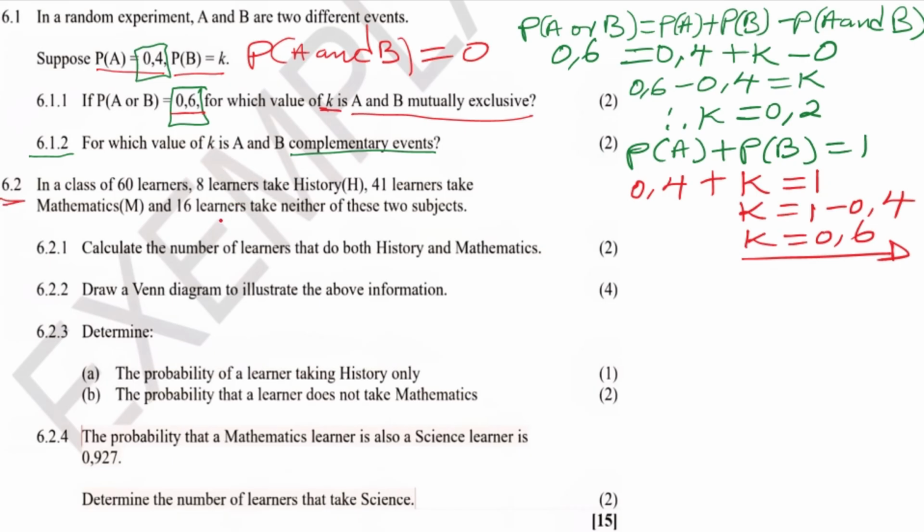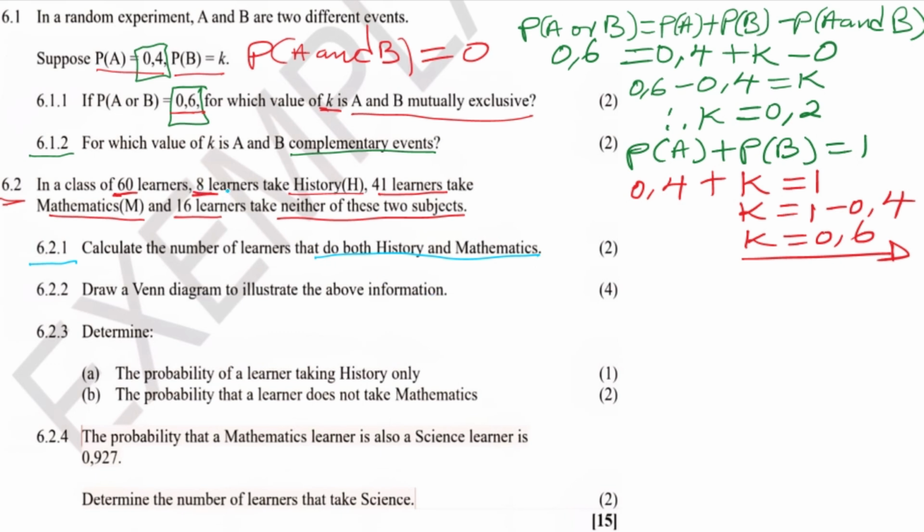6.2. In a class of 60 learners, 8 learners take history, 41 learners take mathematics, and 16 take neither of these two subjects. All right, 6.2.1. Calculate the number of learners that do both history and maths. So we are looking for the intersection. So it's easy to find the intersection.